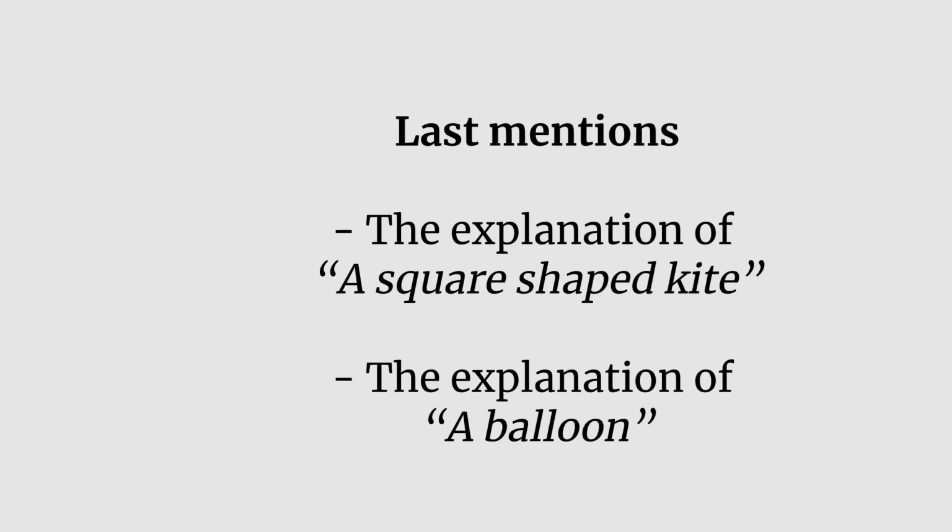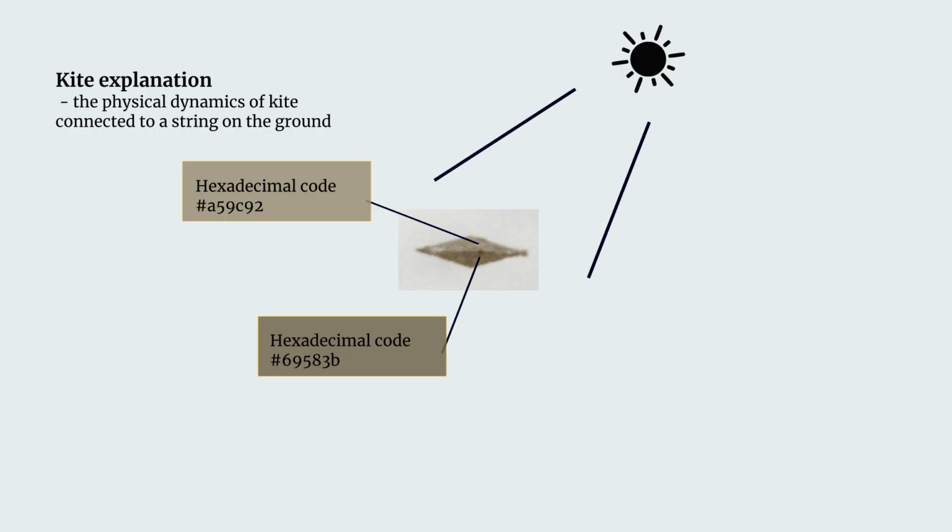Last mentions. The next two explanatory subjects will be touched upon in a brief yet efficient manner. The explanation of a square-shaped kite. The explanation of a balloon. The explanation of a square-shaped kite.